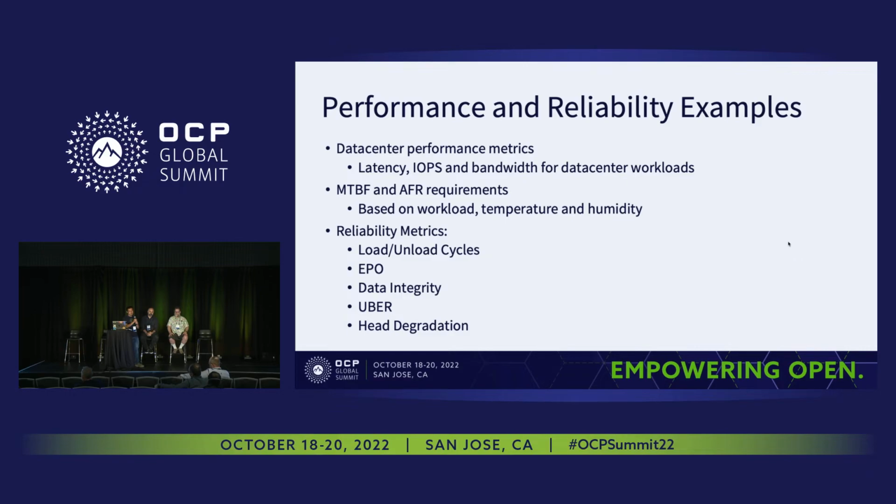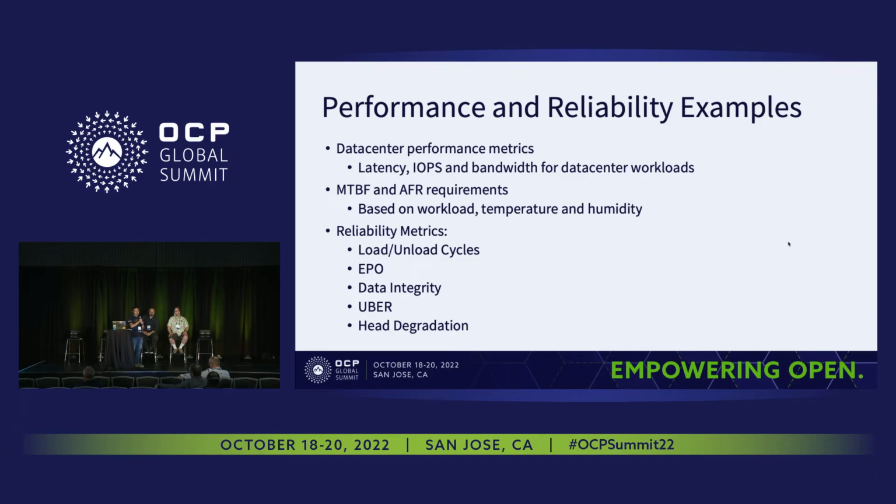There are also certain reliability metrics that are key to data center operations. Load unload cycles is one. In some archival use cases, you probably want to power off the drives very frequently, so we have defined the max number of load unload cycles the drive can support. EPO, emergency power off, is where we also want to maintain data integrity when you suddenly see the power go off in an ungraceful way.